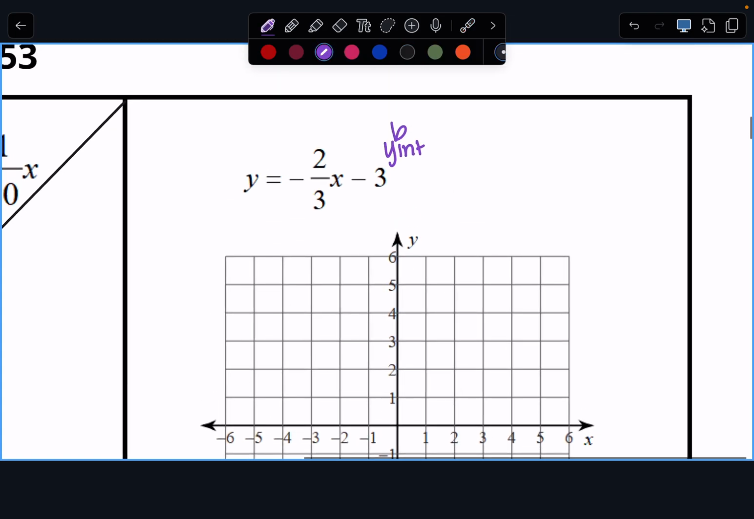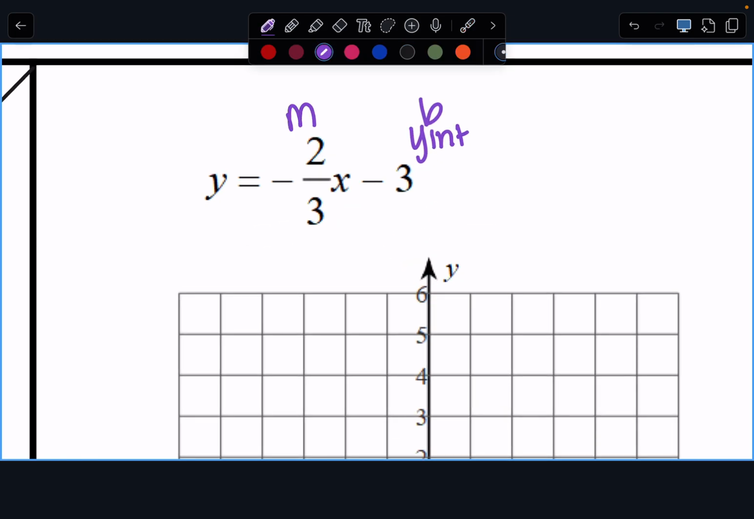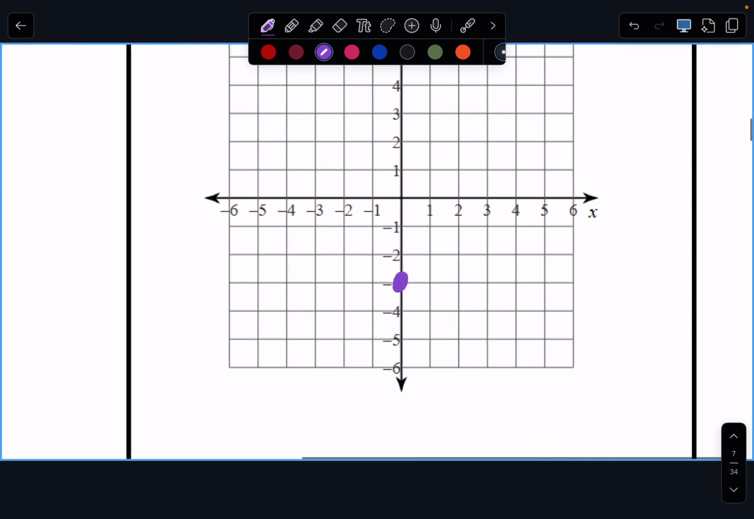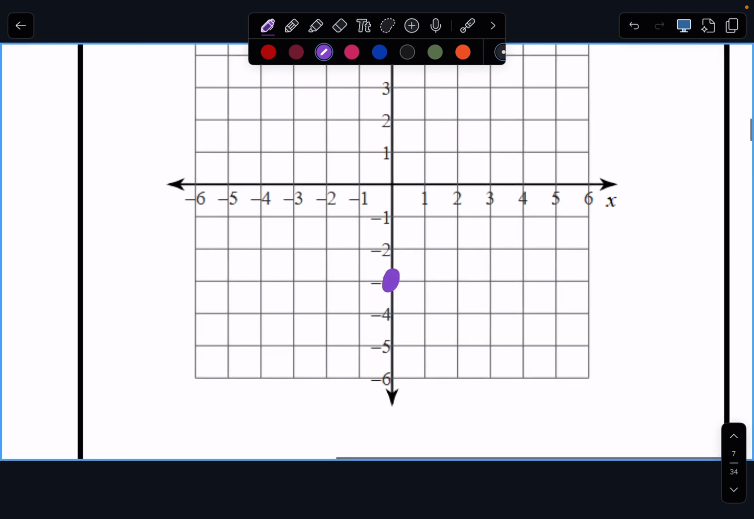Then my slope is the number in front of x. We just talked about that just a few minutes ago, right? We did good. So negative 2 over 3 is my slope, meaning I'm going to go down 1, 2 spaces forwards. 1, 2, 3. We always run forwards. And then that's honestly enough for me because these graphs are kind of small.